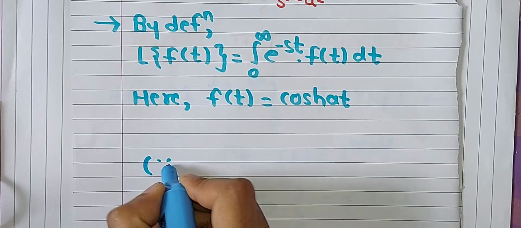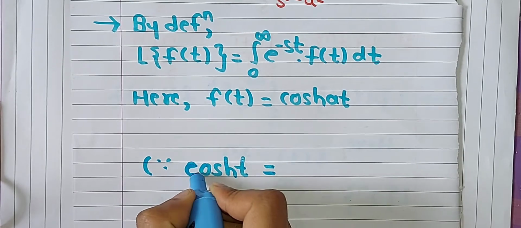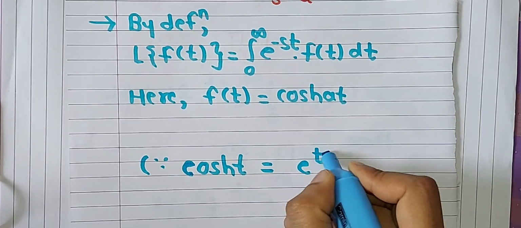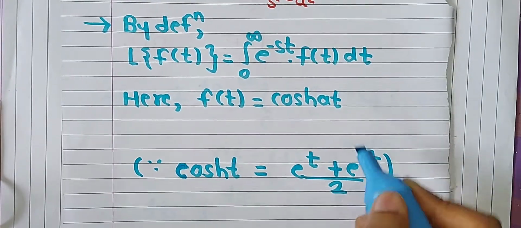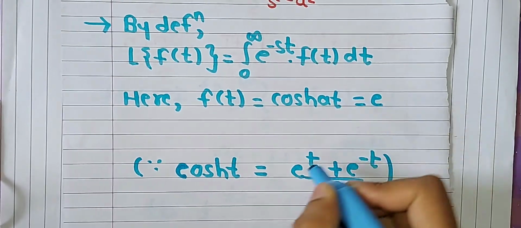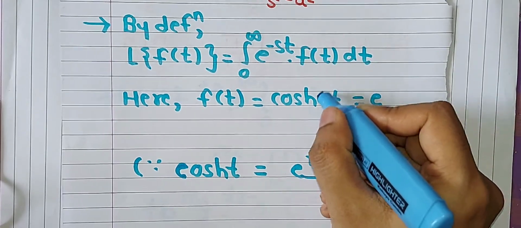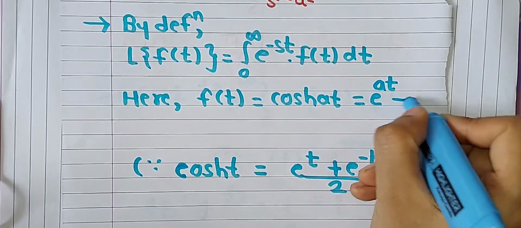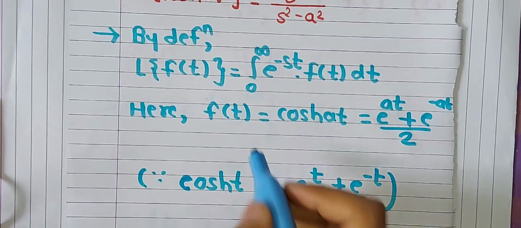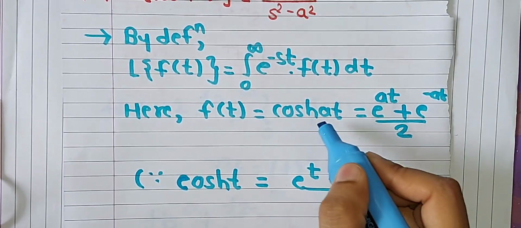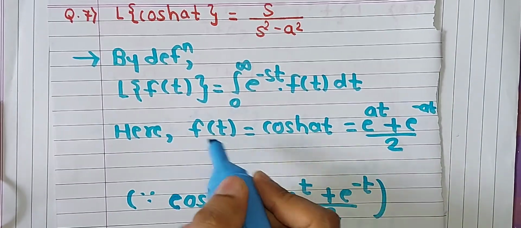With the help of one formula, cos hyperbolic t is equal to e raised to t plus e raised to minus t, divided by 2. So with the help of this formula, this becomes e raised to at plus e raised to minus at, divided by 2. So we have obtained f of t as cos hyperbolic at, and it is now converted into this form. Therefore put these values in this equation.